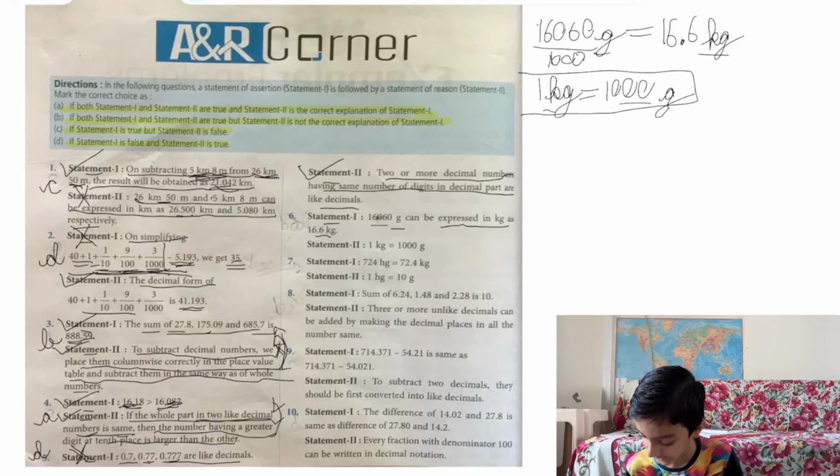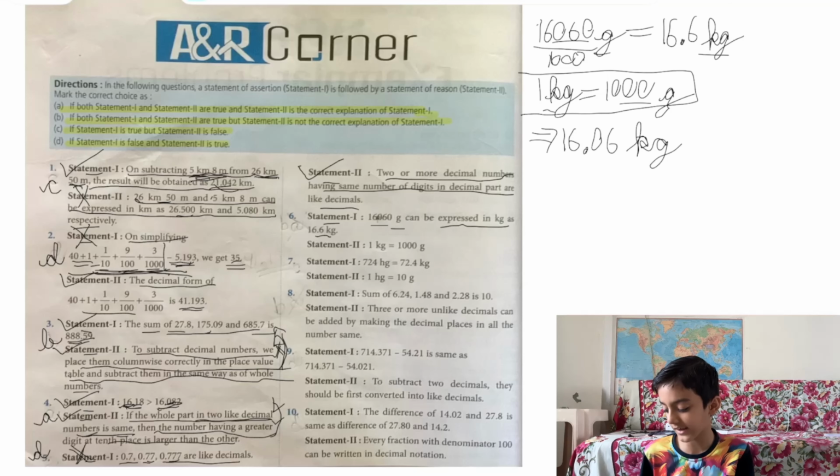I'm just writing it. I'm just trying to prove it. Here 16060 by 1000 gram. So this fraction can be rewritten in decimal form as, so when I convert 16,060 gram to kg, the result is coming 16.06. And here their result is coming 16.6 kg. So your statement 1 is wrong.